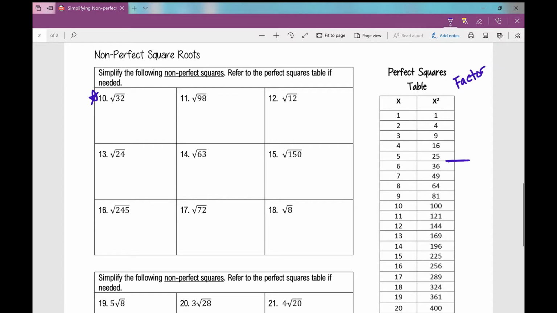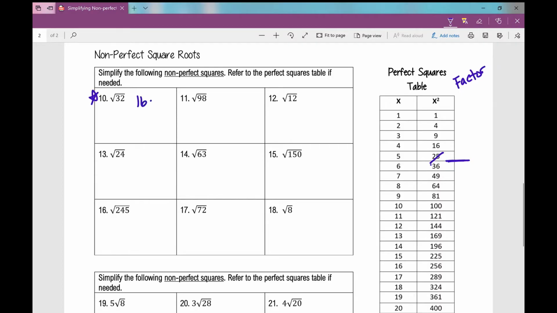So I can use my calculator to do this if you don't know your multiplication facts. What I'll do in my calculator, I'll do 32 divided by 25, and I'll get a decimal. So it's not that one. 32 divided by 16. Oh, what do you notice? When I plug 32 divided by 16 into my calculator, I get 2.